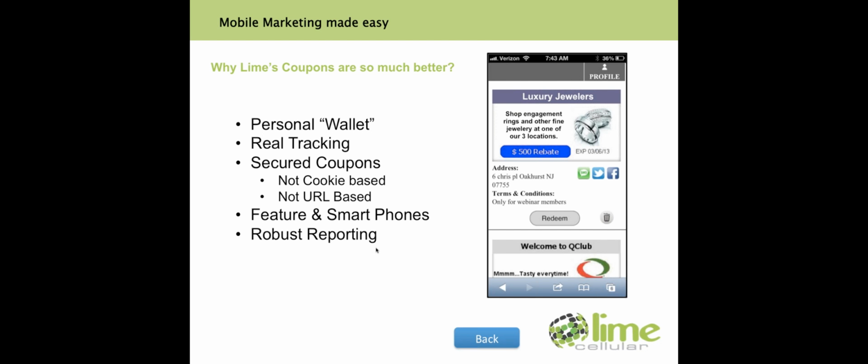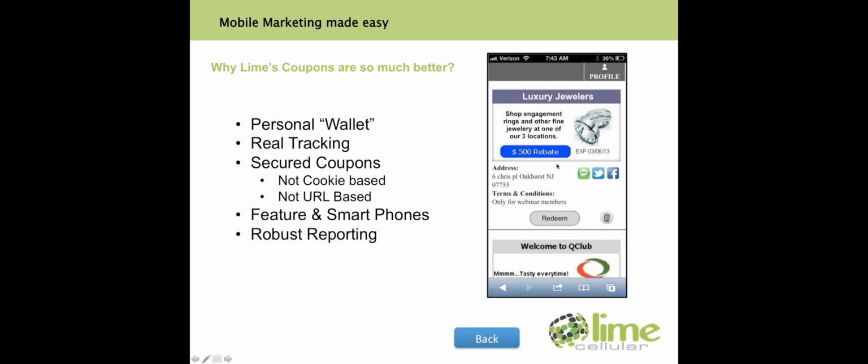We'll use a pizzeria as an example. So let's say that the keyword is pizza. Once I text in that keyword, a virtual wallet is created specifically for my cell phone. Every coupon that I get from the Lime Cellular short code gets stored in this coupon wallet till either I redeem it or it expires.